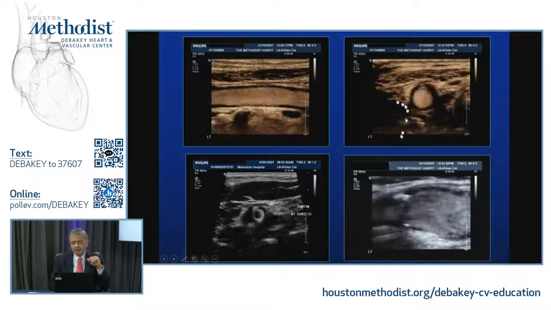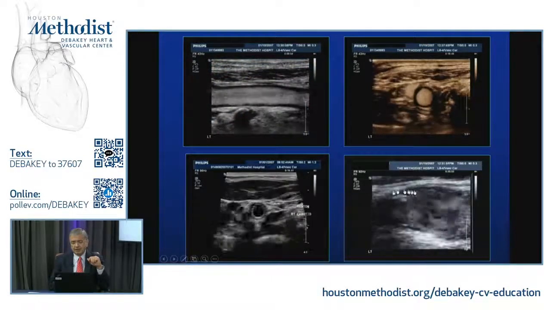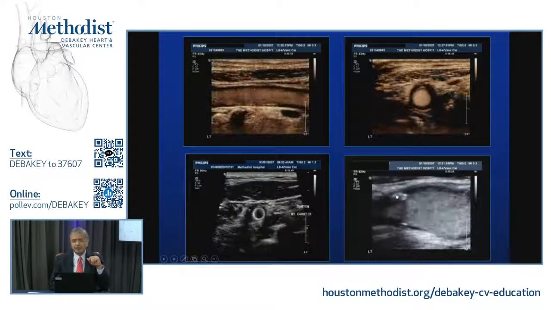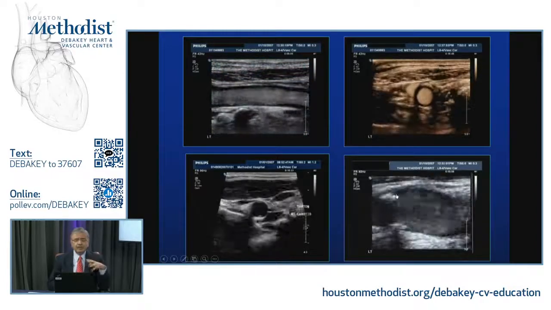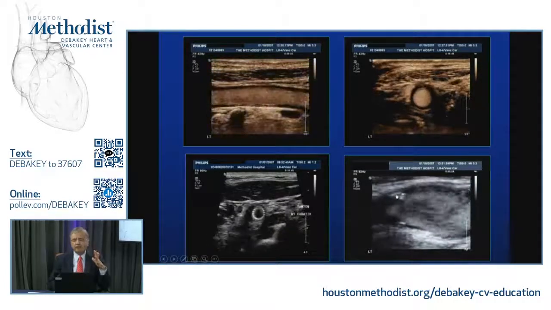Take a look at that. There is some research suggesting that these may be active plaques in the carotids, but we're not going to go through that. I'm just giving you a flavor of where it could be.